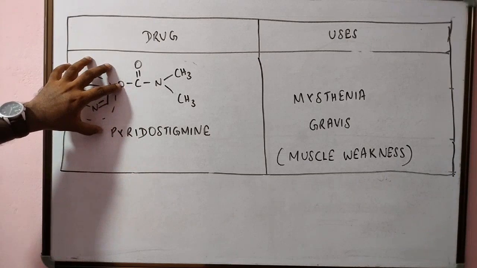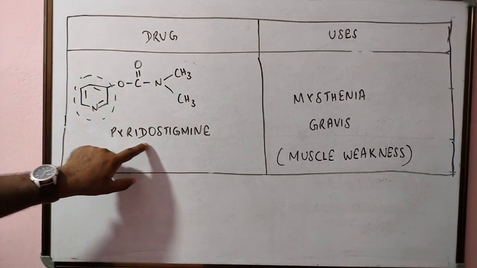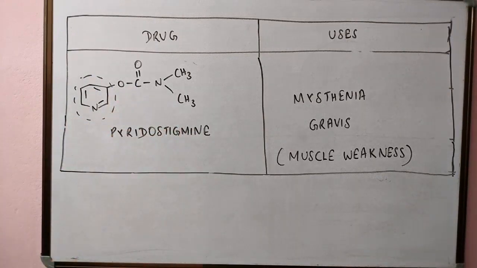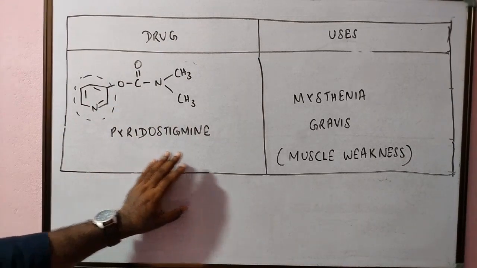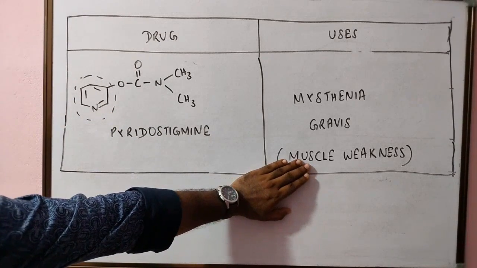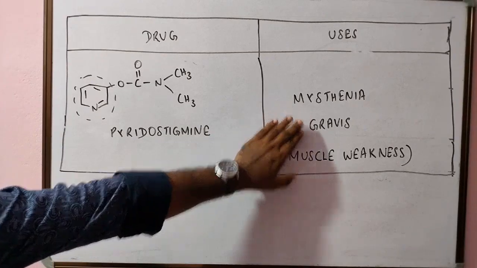Pyridostigmine. The nucleus of pyridine has been demarcated in the structure of pyridostigmine. Pyridostigmine is an anticholinesterase inhibitor, making it an indirectly acting cholinergic agent. This makes it useful for weakness of the muscles in our body, a condition referred to as myasthenia gravis.